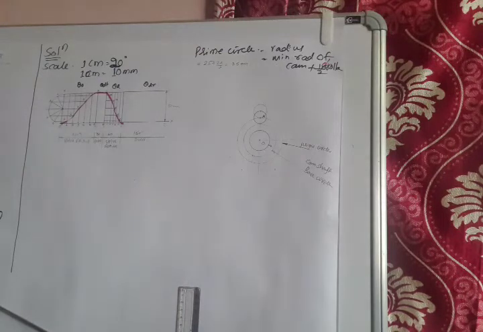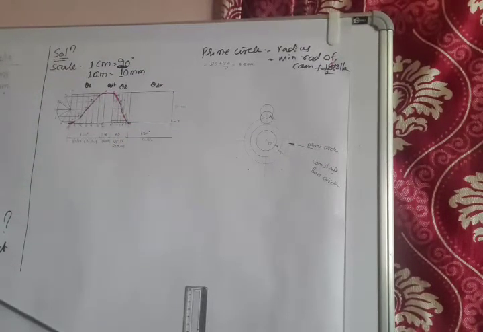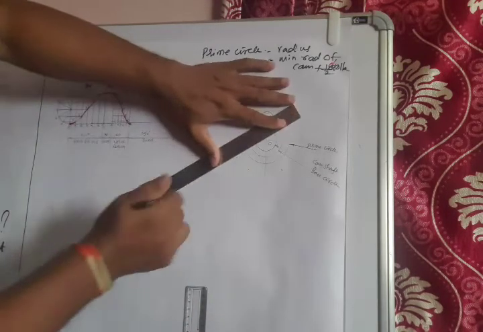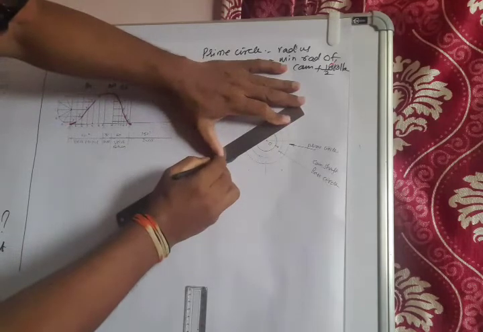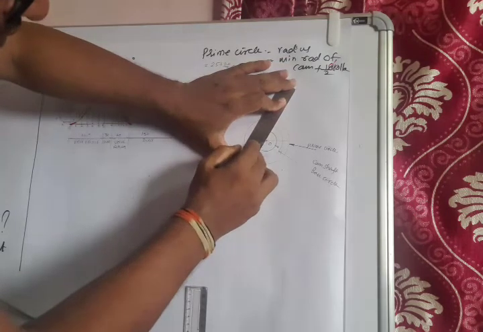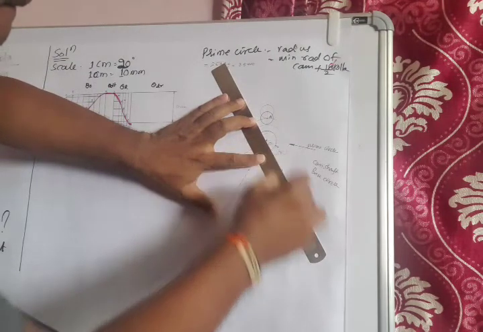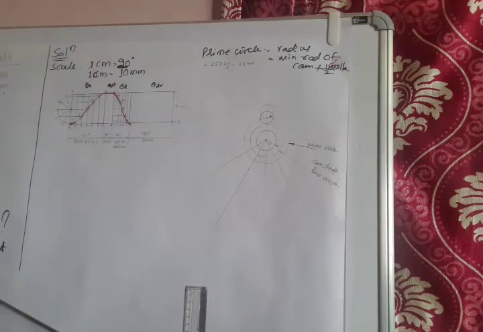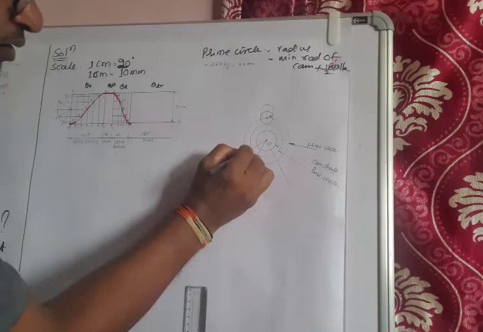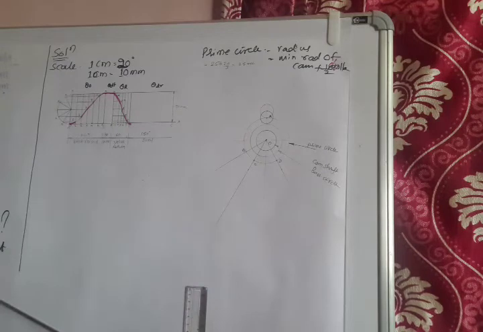Now you draw the lines here. You can draw very thin lines, or you can draw some extended lines also. Now let us mark here. This is A, this point is B, this point is C, and this point is D.